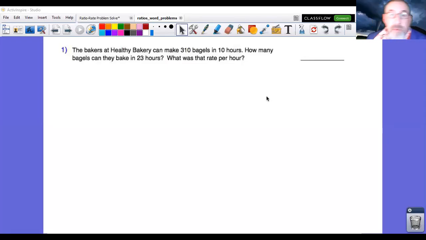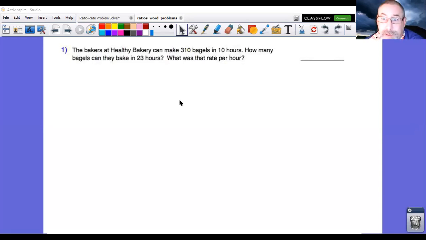All right, how you doing? We're going to work on some examples of unit rate. Did the notes already. You know that unit rate is a ratio comparing two different units, and one of the units is one per unit. So here we have an example.